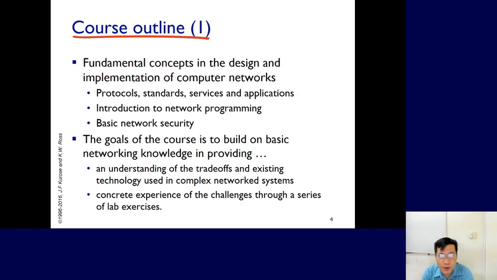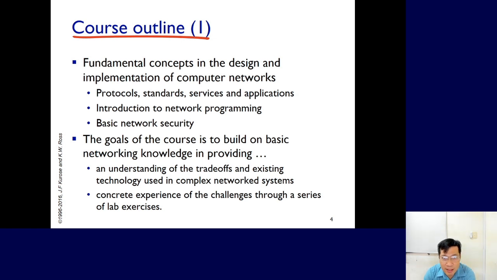So this course provides you fundamental concepts in the design and implementation of computer networks, with the internet as illustration. During this course, you will learn the definition of protocols, standards, some network services, and applications as you use in everyday life. This course also introduces you to network programming via some assignments. You will have 2 assignments during the 10 weeks.